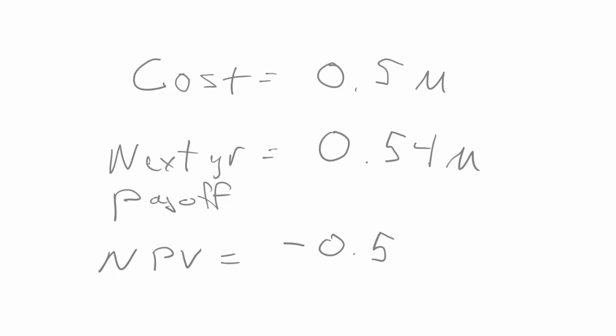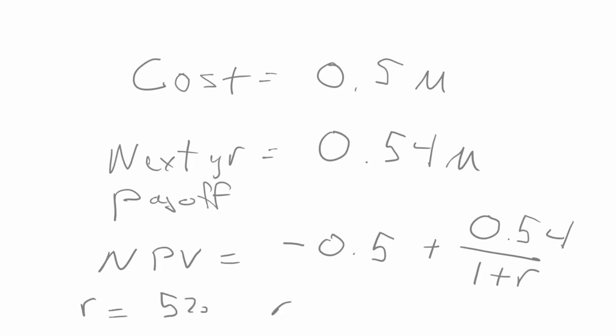That cost is an outflow. That C0 is negative. Plus, we take that 0.54 and discount it back to the present, just as we discussed with present value. So by the way, if we put in R of 5%, my NPV is $0.0143 million. So that's net present value.